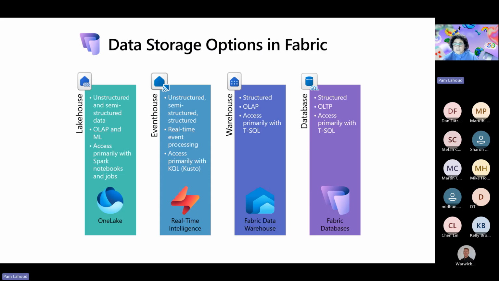So to summarize: Lakehouse for unstructured and semi-structured data when you just want to access it with Spark jobs or notebooks. Event House is for your real-time data, event processing, like IoT sensor type input, where you process it in real time using KQL. Warehouse for structured but analytical data, and then database for structured but transactional data. Okay, so these are your options within Fabric. And that's the where.